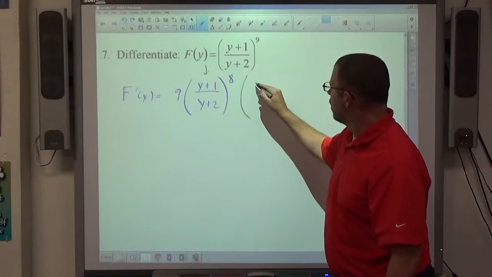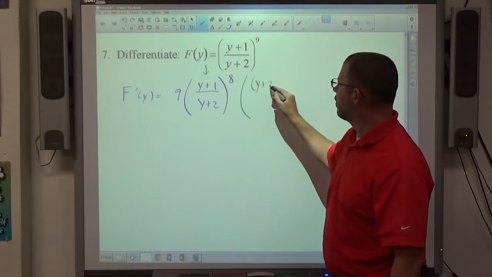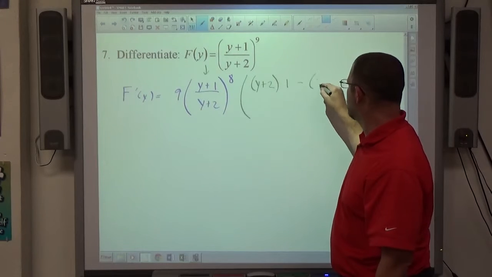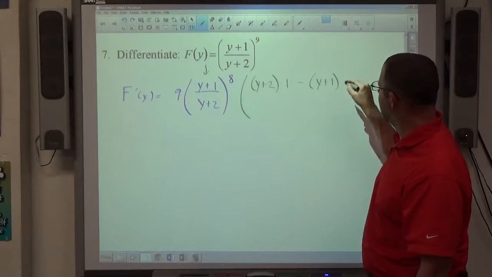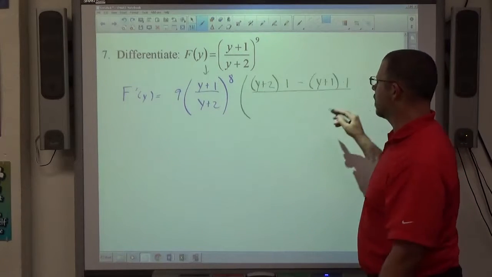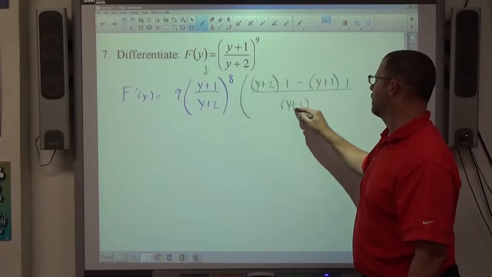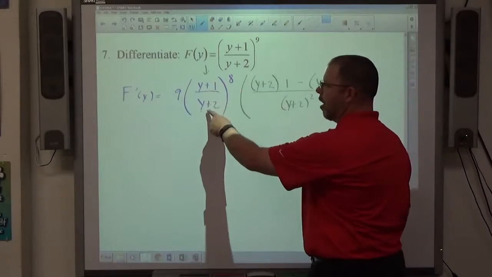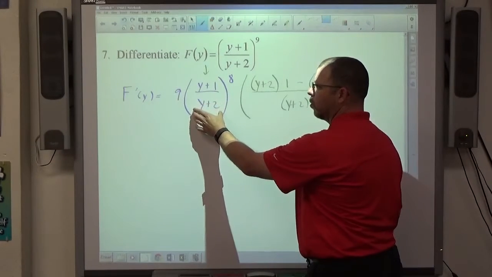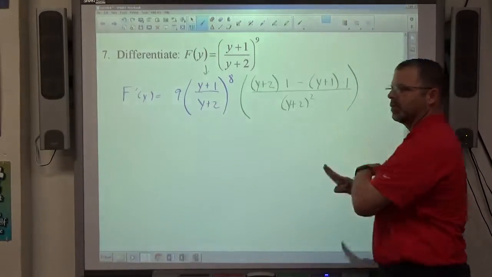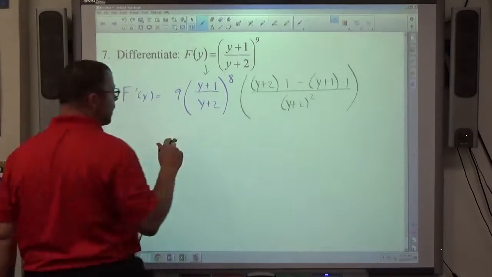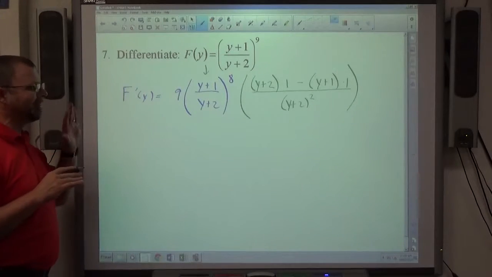So, low is more than one thing, so I put parentheses around it, d high times 1. Minus high, more than one thing, parentheses go around it, d low times 1, over the square of what's below, (y + 2) squared. So that'd be step 1 of this problem. Simply differentiate it to the extent you can. (y + 1)/(y + 2) is a basic quotient rule level problem, so I did a derivative of it, so that's done.